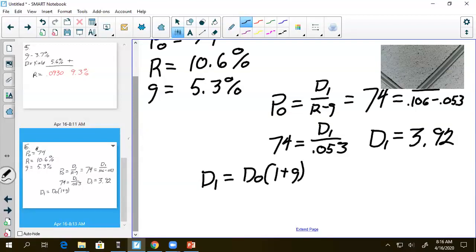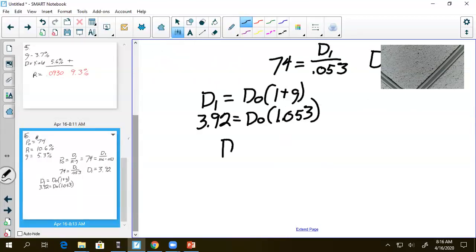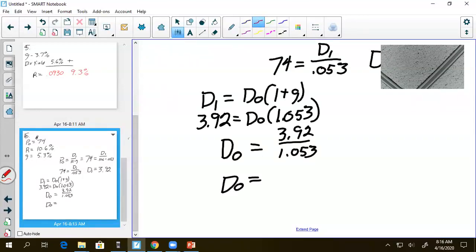There you go. And then we just fill it in, right? 3.92 equals D0 times 1.053. Okay. So then D0 equals what? 3.72. Okay. Very good. Is everybody good with that?